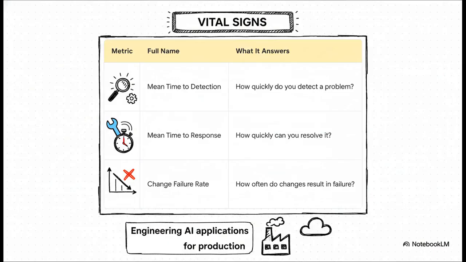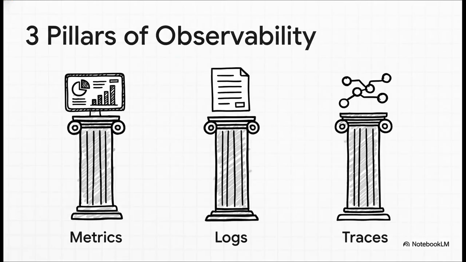So to track your app's health, you need to monitor its vital signs. In the real world, we use some key metrics for this. First is MTTD, which basically answers the question, how quickly do we even know something is broken? Then you have MTTR, which is, okay, now how fast can we fix it? And finally, change failure rate, or CFR, tells you how often your new updates actually end up breaking something. Super important stuff.